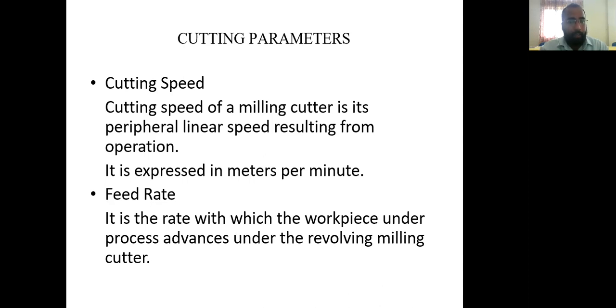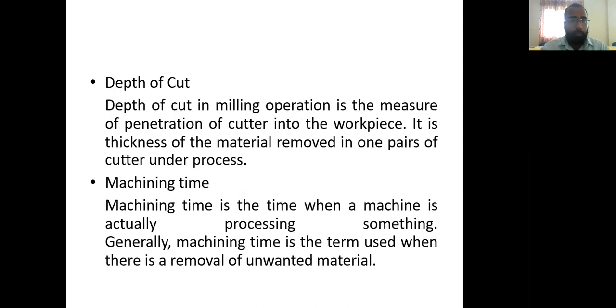And feed rate. Feed rate is the rate at which the workpiece under process advances under the revolving milling cutter or drilling cutter or lathe cutter, whatever it may be. Feed rate is the rate at which the work material under processing advances.